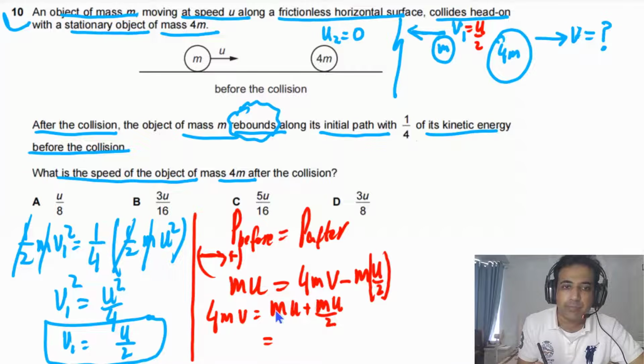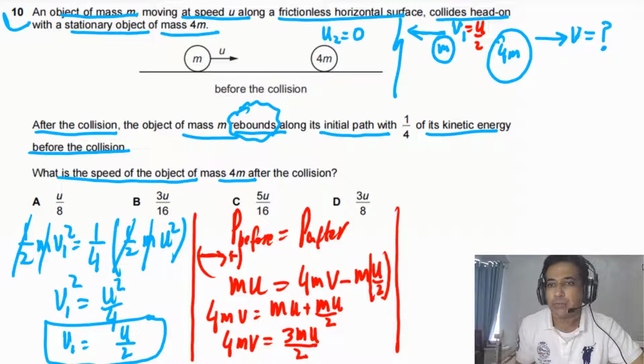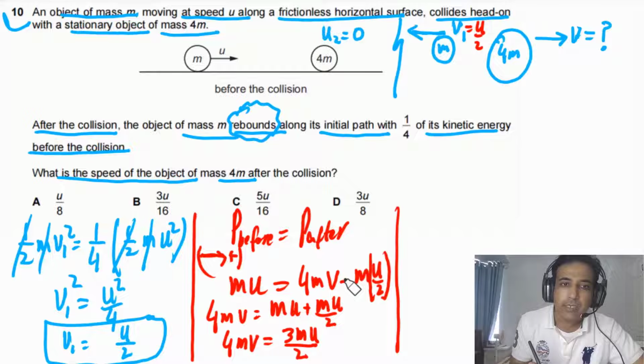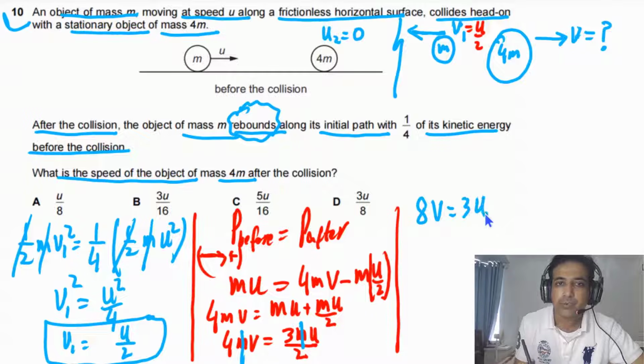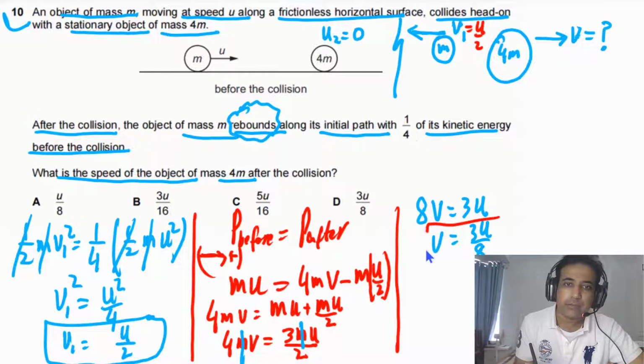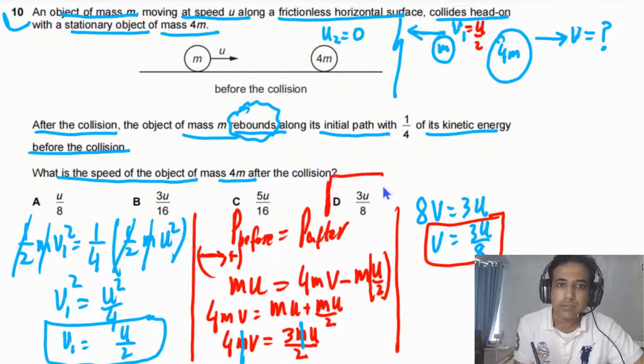So we can simplify this one. We will get 3mu divided by 2, and here we have 4mv. We have to find the value of v. From here we can cancel this m with this m, and cross multiply, and we will get 8v equal to 3u. So v from here will be equal to 3u divided by 8. So this is our final answer. The answer for this question is D, 3u divided by 8.